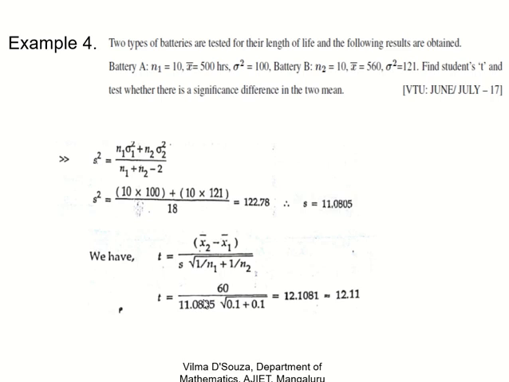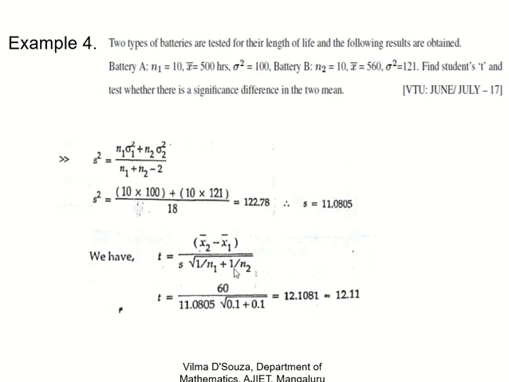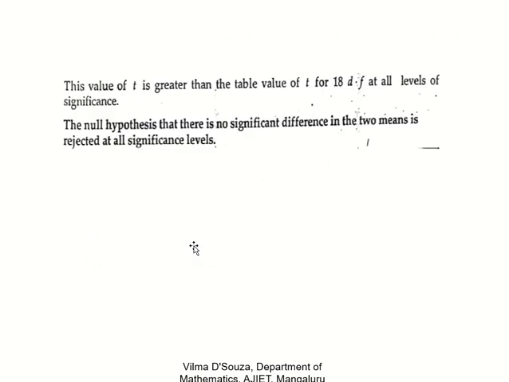So this value of t is greater than the table value of t. So you are rejecting the hypothesis that there is no significant difference in the two means at all significance levels. So your null hypothesis is rejected. You are always assuming that there is no significant difference between the two means, that is mu1 is equal to mu2, so that hypothesis is rejected now.